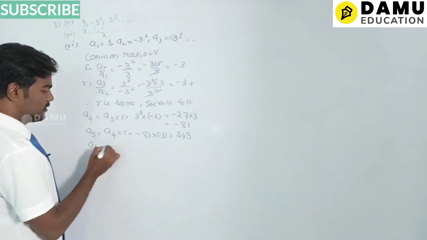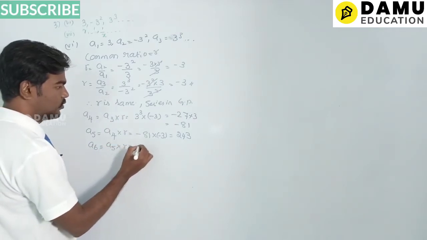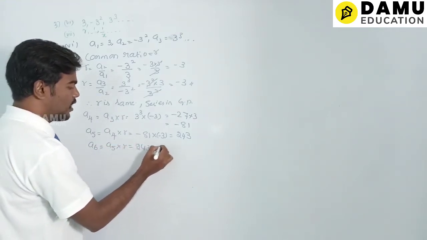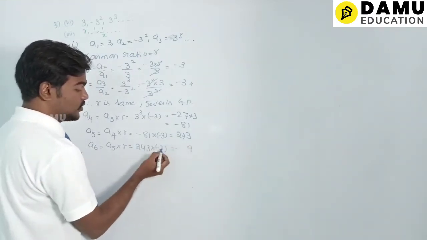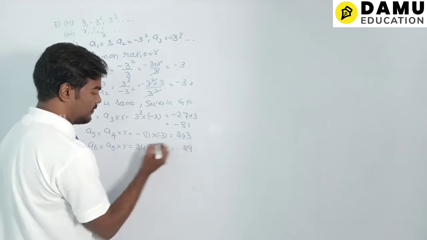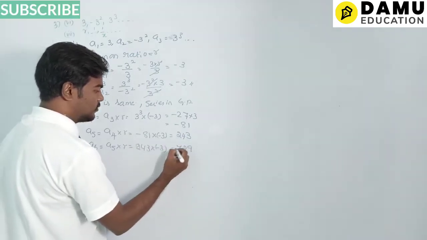Then what is A6? A5 into R. So 243 into R, minus 3. So 3 3s are 9. Minus will be as it is. 3 4s are 12, 1 will be there. 3 2s are 6, 7 29.